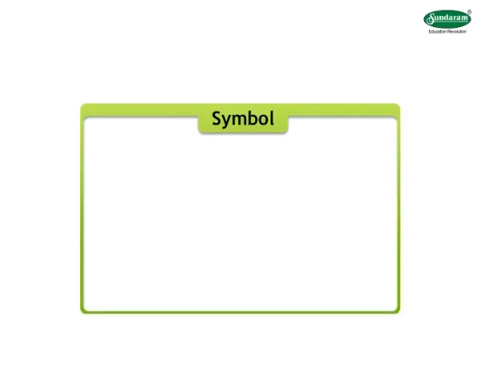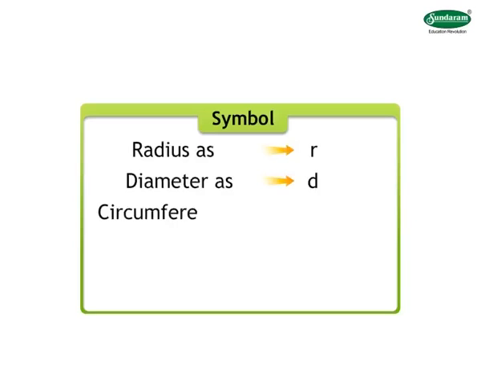Always remember the symbols of the radius, diameter, circumference, etc. while solving problems. We denote the radius of a circle as the single alphabet R, diameter as D, and circumference as C. We can say D is equal to 2 into R, and if diameter is twice the radius, then radius is half of the diameter.